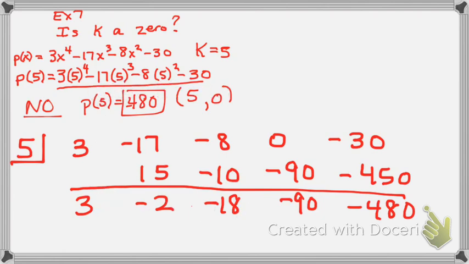Okay, so once again, what would I select for my answer? No. 5 is clearly not a 0 because I didn't get 0 right here. Well, what did it come out to be? Negative 480. Okay? It's good to do just to practice your synthetic division. Everybody okay with example 7? Okay? Let's do last example, example 8.